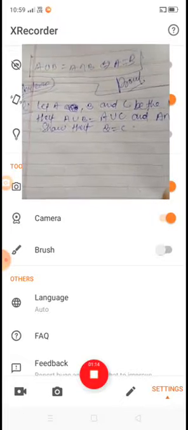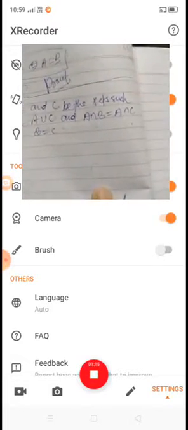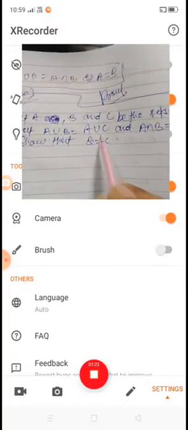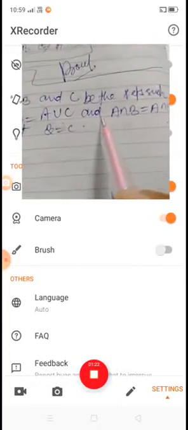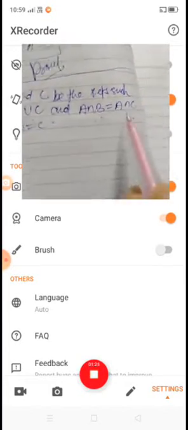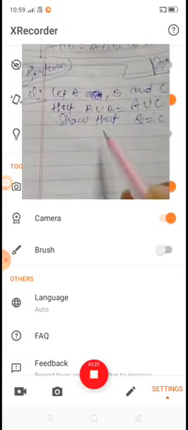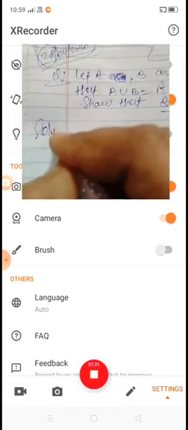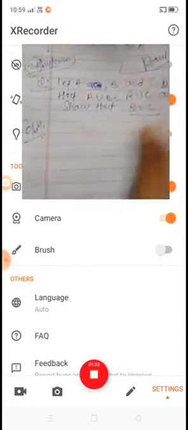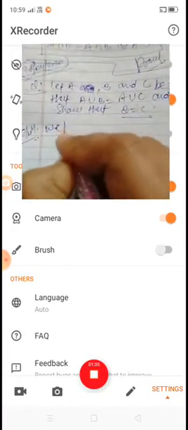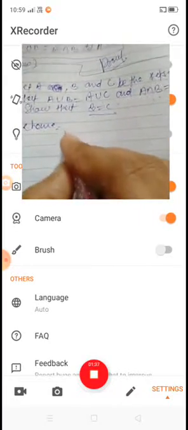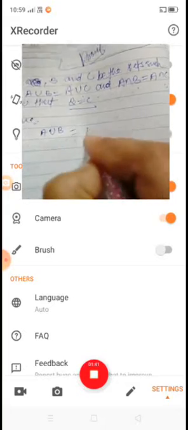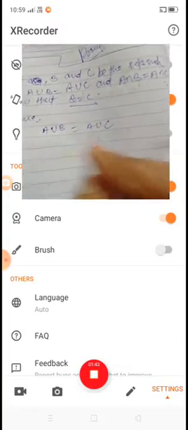This is the question. Let A, B and C be sets such that A union B is equal to A union C and A intersection B is equal to A intersection C. Show that B is equal to C. Okay, now let's solve it. First, we have A union B is equal to A union C.